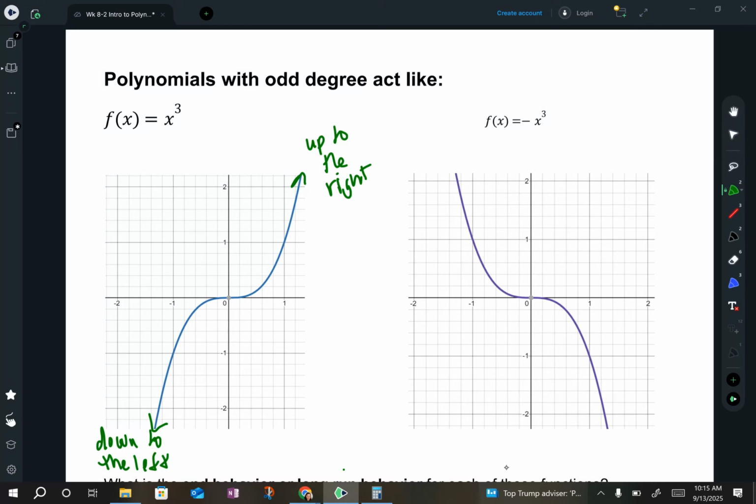If the leading coefficient is positive, it's going to look like x cubed. If the leading coefficient is negative, it's going to look like minus x cubed, which goes up to the left. So as we're looking left, it goes up, and as we're looking right, it goes down. And those are really pretty much your options for what polynomials can do.